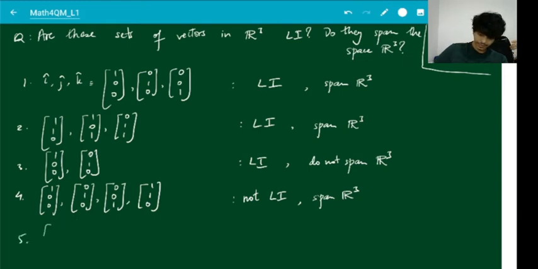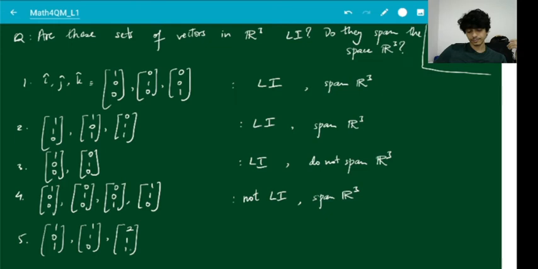And what if I take (1, 0, 1), (1, 1, 0), and let's say (2, 1, 1)? Are these linearly independent? No, because the third one is again a linear combination of the first two. It's just the sum of v1 and v2. So this set of vectors is not linearly independent. Does it span R3?